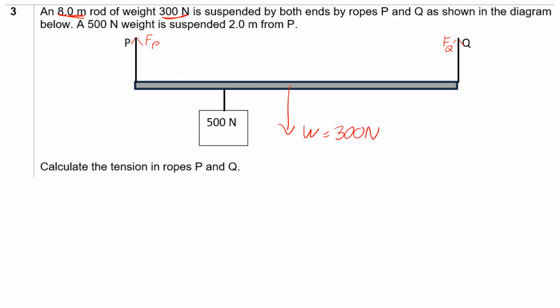And in order to make sure that we do not get the perpendicular distances wrong, because of course, anytime we look at moments there's the perpendicular distance, let's also draw out our distances. It says 2.0 meters from P. That's where this weight is suspended. As well as the fact that we are going to have the weight of the rod, 300 newtons. That would be 4 meters away from P and also 4 meters away from Q.